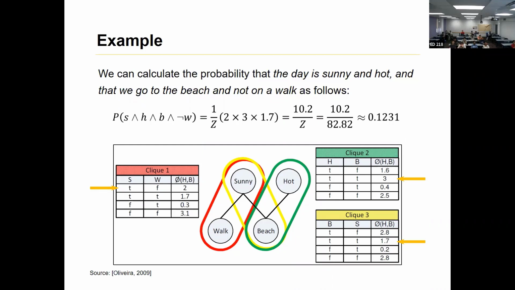So we could just do that 16 times, we'll get 16 different values, and we sum them up, and that will be Z. That's how we get this value. So the probability of our query is about 12.3%.